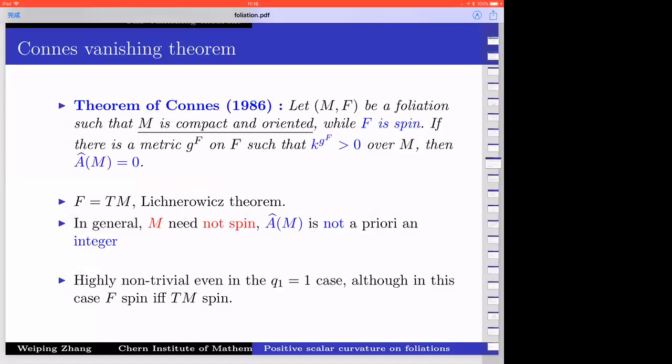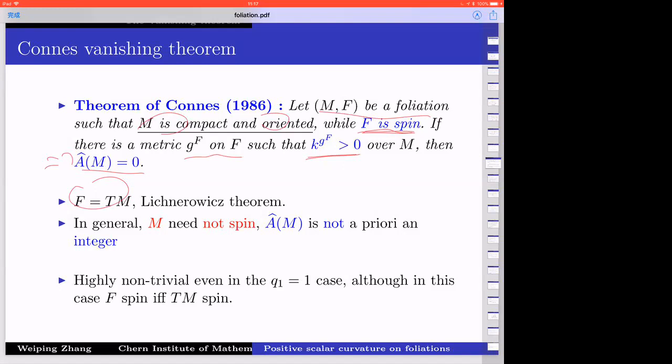The theorem states that if you have a foliation with integral bundle F, we assume M is closed and oriented, and that the integral subbundle is spin, then if there is a metric of leafwise positive scalar curvature, you get that the A-hat genus is equal to zero. So when F equals TM, then M is a spin manifold, and if we have positive scalar curvature, this is the Lichnerowicz theorem. Alain Connes generalized this Lichnerowicz theorem to the case of leafwise positive scalar curvature where the integral bundle is spin. That means every leaf is spin.